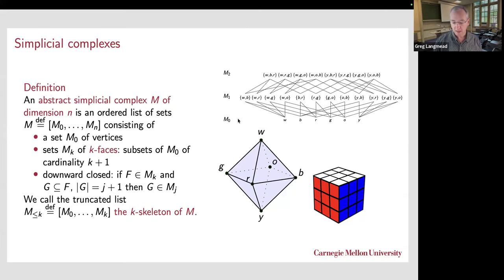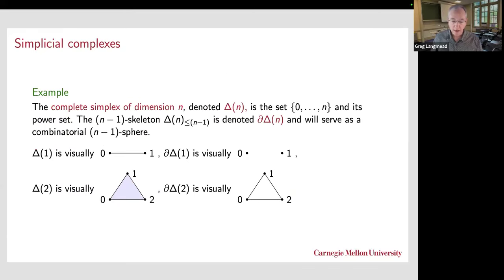So that's what one of these is classically. Another example besides the octahedron would be the complete simplex, which is like a ball, delta of n, and it's n plus 1 vertices and the power set, every single subset. So like delta of 1 has 2 points in it, and so it's this contractible interval. Visually, the boundary of such a thing is our nickname for the n minus 1 skeleton. So it will lack that last filler set that has all the vertices in it.